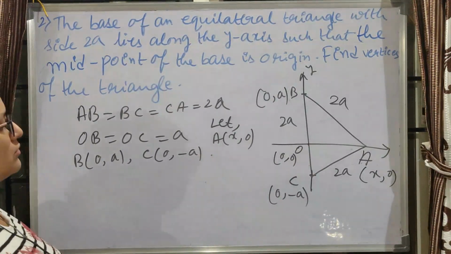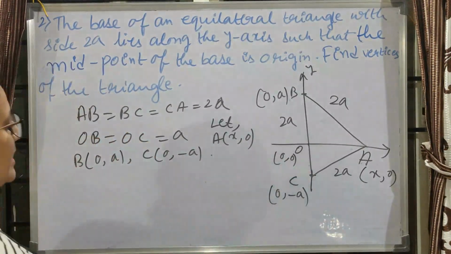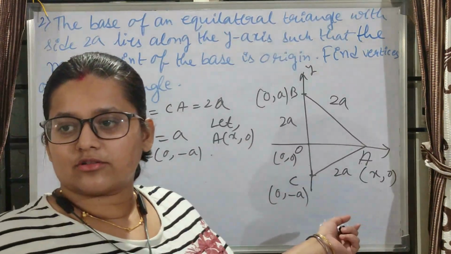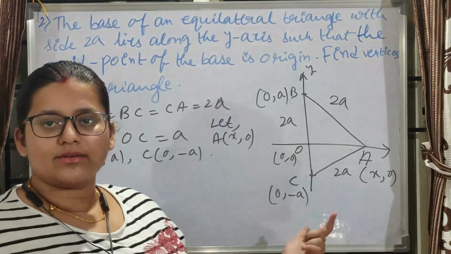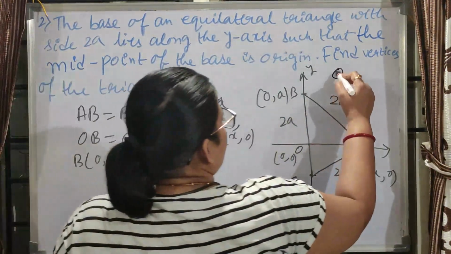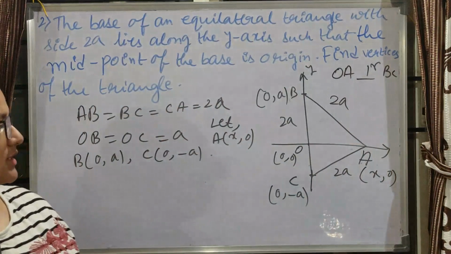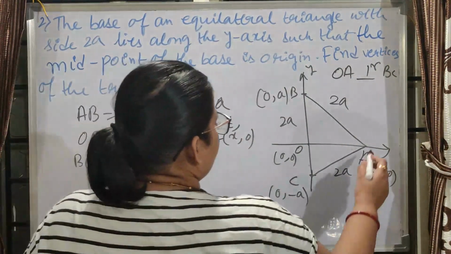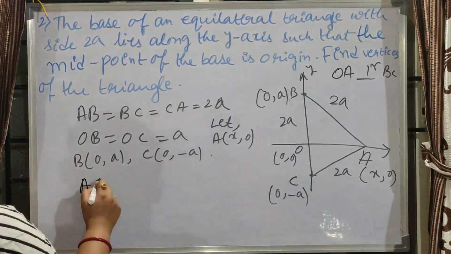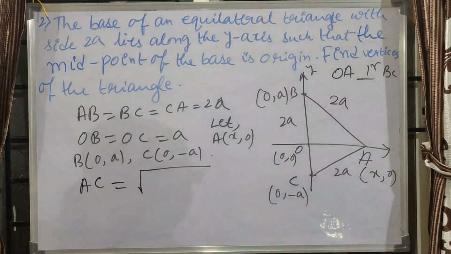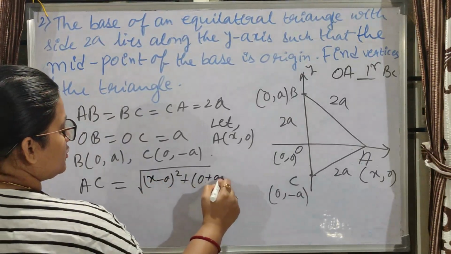Now we know the distance formula, right? So here what we can tell, OA is the median, we already got that from the question, and we know in an equilateral triangle the median and altitude are the same. So OA will be the altitude as well. That means OA is perpendicular to BC. Now what we can do, we can find the distance. We can do AC also. We know AC equals the square root of (x minus 0) whole square plus (0 plus a) whole square.